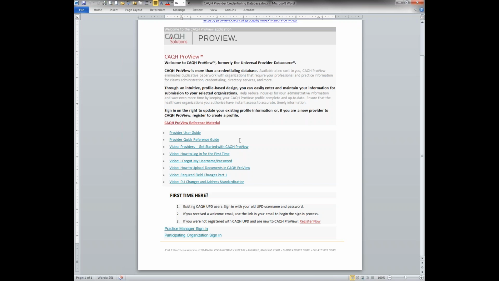They can start the application and then stop and go back to it later. Once the application's filled out, until they get a notice from CAQH that it's been accepted, it's not ready for the payers to be able to access, to be able to do the credentialing, because the credentialing part is done by each one of the payers separately.